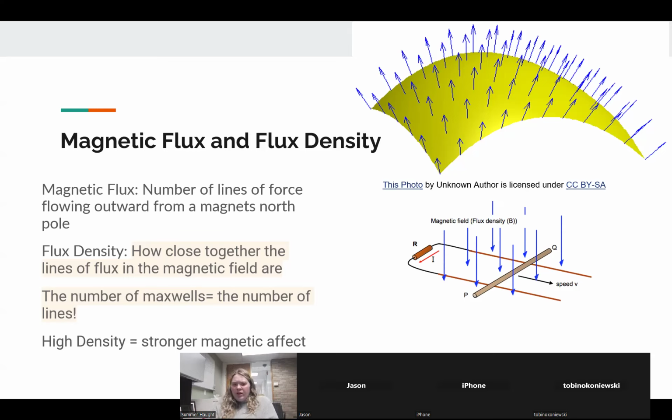And flux density is measured in something called Maxwell's. So essentially you can easily count flux density by counting the number of Maxwell's or the number of lines. It's important to note too that the higher the density, the stronger the magnetic effect, which also makes sense, right? Because high flux density means that we have a lot of lines close together, which means we have a lot more force. So that is a stronger magnetic field.